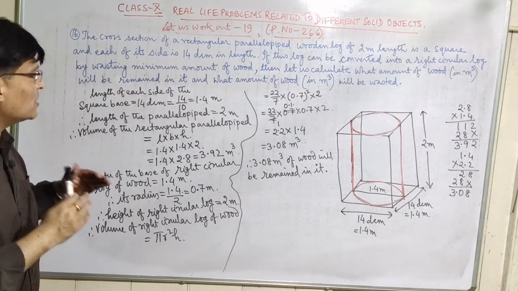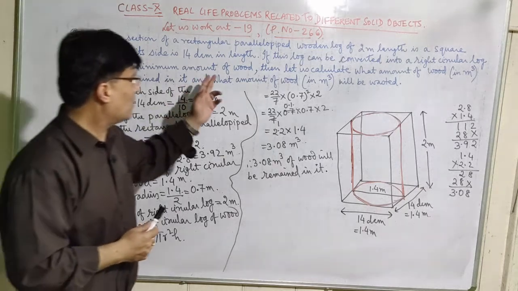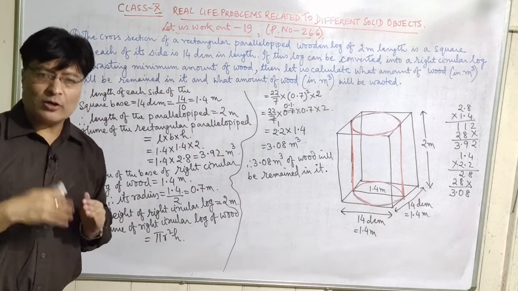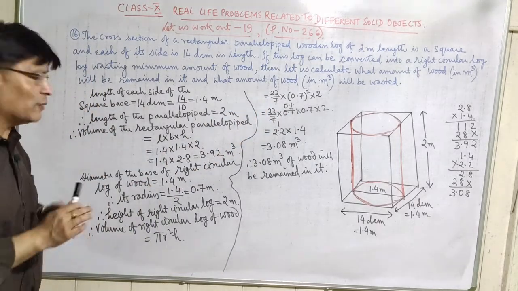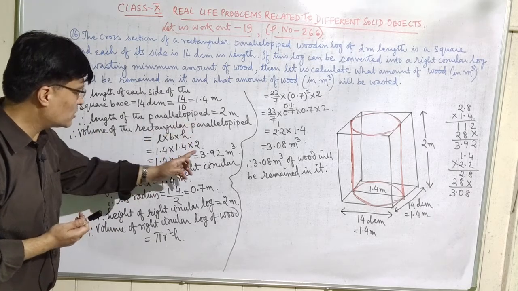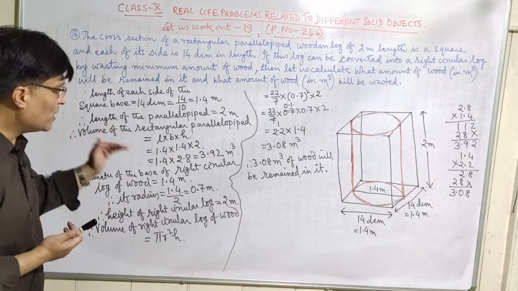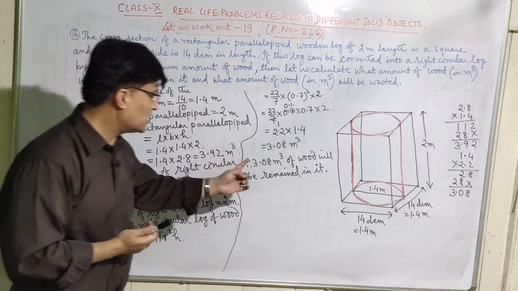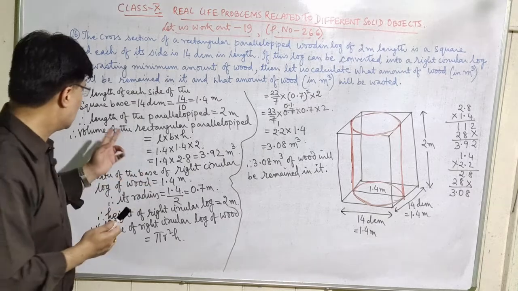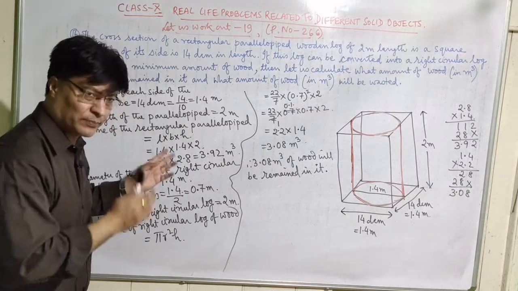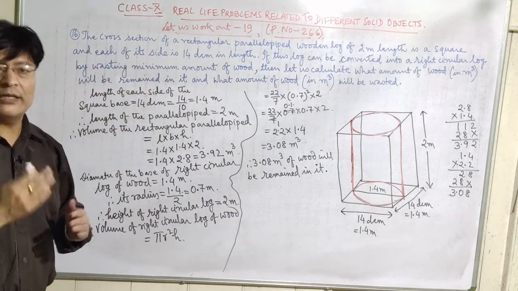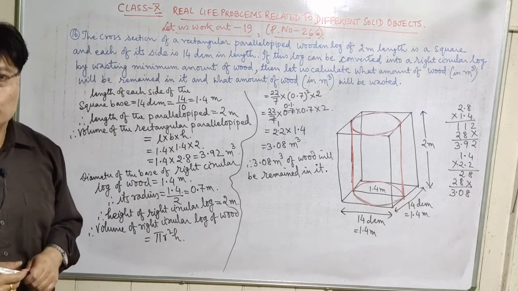Okay. So what is the second part that is asked? You have to find out the amount of the wood in meter cube that will be wasted. What amount of wood will be wasted? You have to find it. Actually, what was the volume of the rectangular parallelepiped? It was 3.92 meter cube. Now, what is the volume of the cylindrical log of wood? It is 3.08 meter cube. So, what amount of wood will be wasted? How can you find it? This volume of the rectangular parallelepiped minus this volume of the right circular log of wood. That will give you the amount of the wood that is wasted.